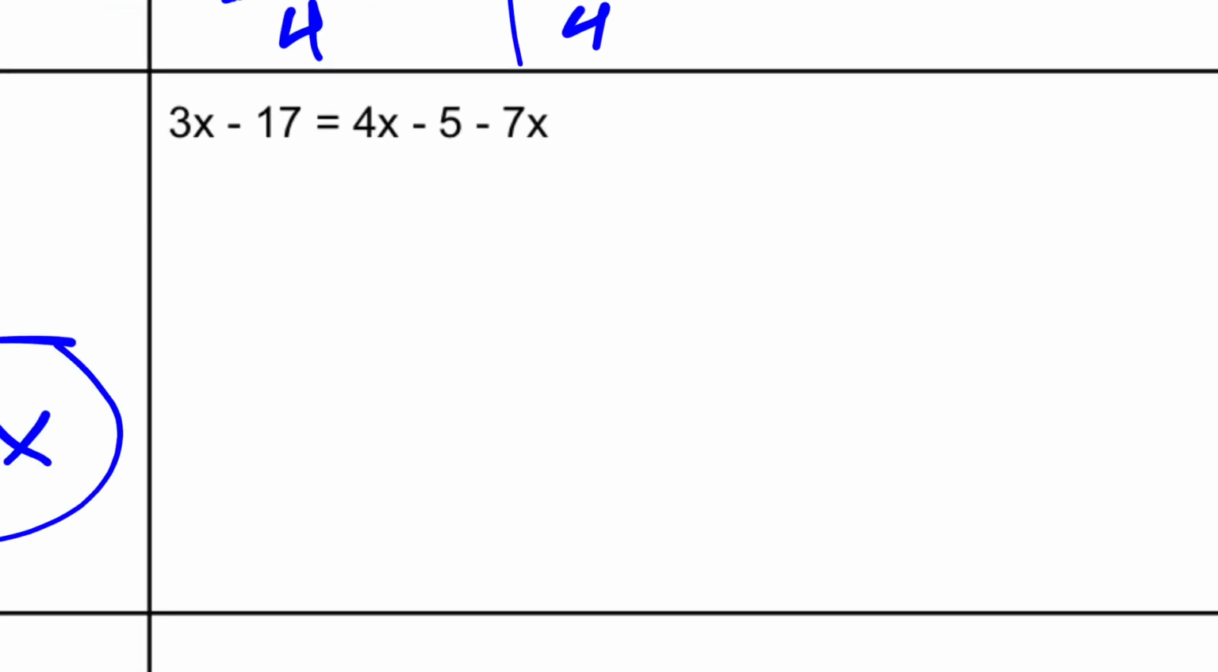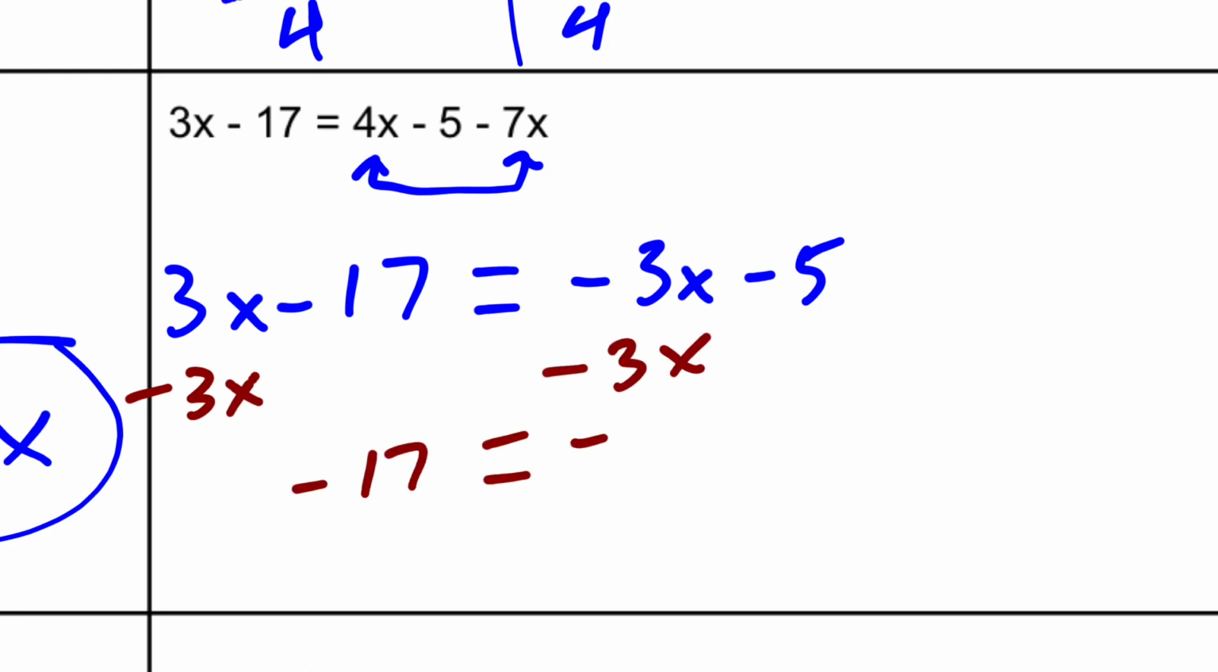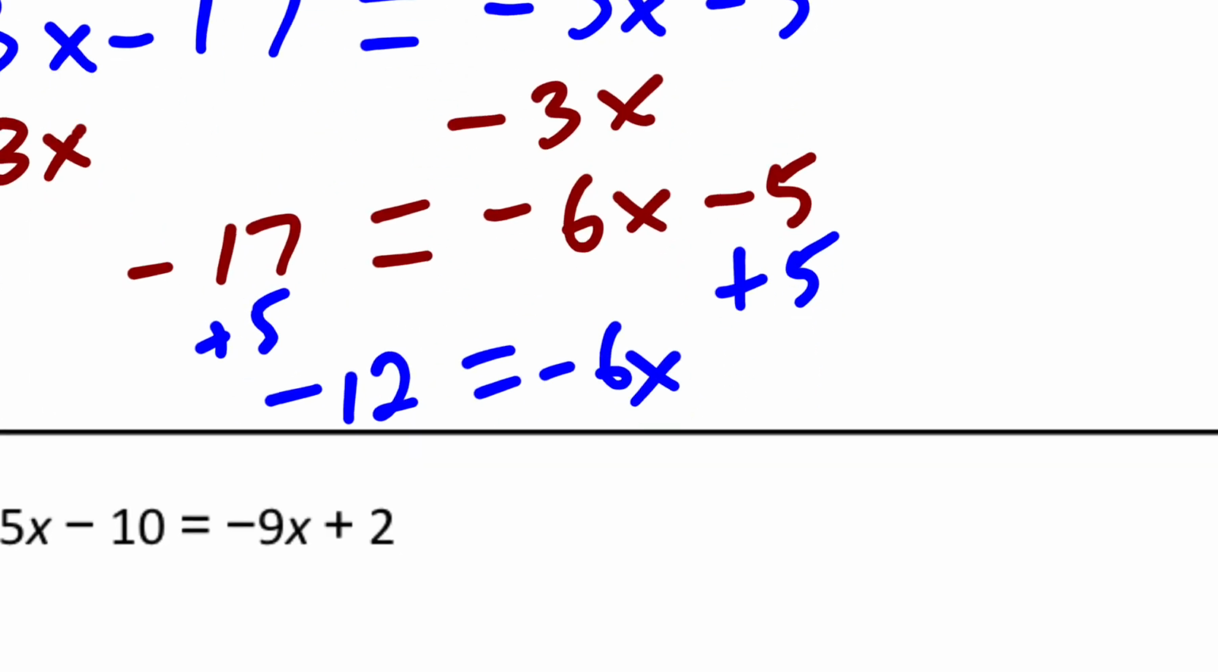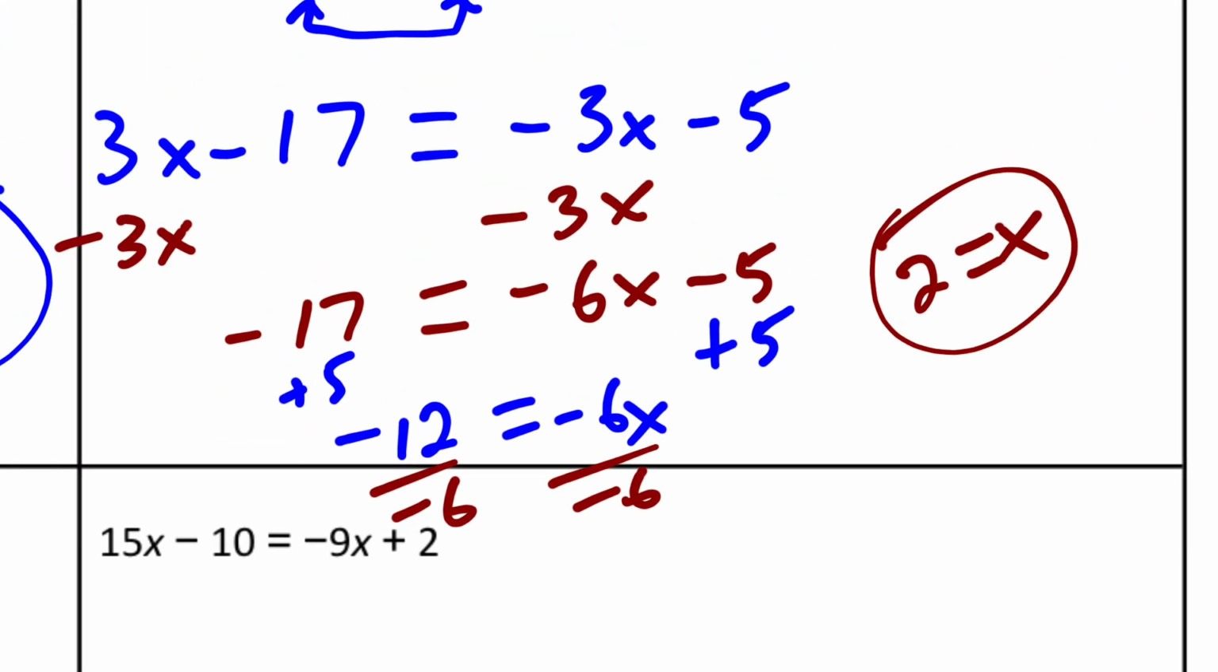Next problem, I have some combining like terms over here. And if I have 3x minus 17 is equal to negative 3x minus 5. Let's say I didn't avoid a negative and I subtracted 3x like this. I have negative 17 is equal to negative 6x minus 5. Then I'll add 5 to both sides, and I have negative 12 is equal to negative 6x. Last step here is to divide by whatever's in front of x. In this case, it's a negative 6, and I get 2 is equal to x. So it doesn't really matter which one you choose as your first step. I always recommend, after you distribute and combining like terms, to do the letters first.